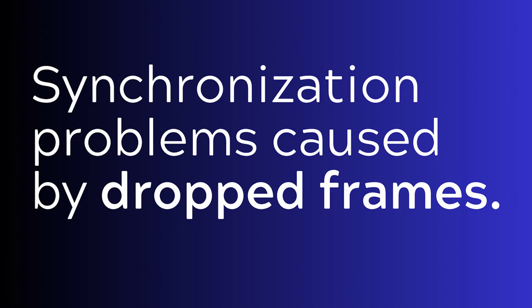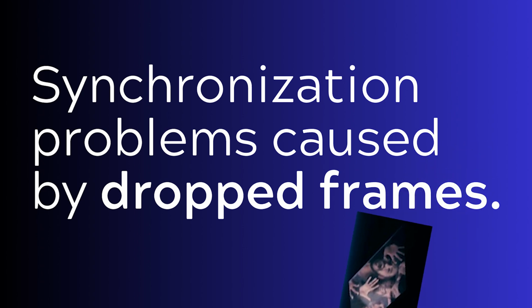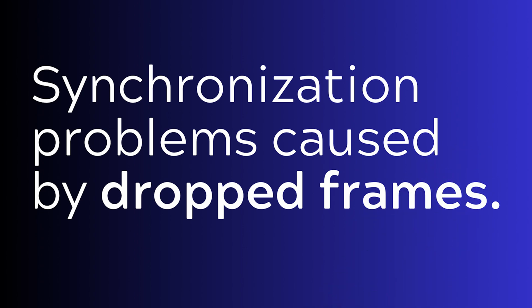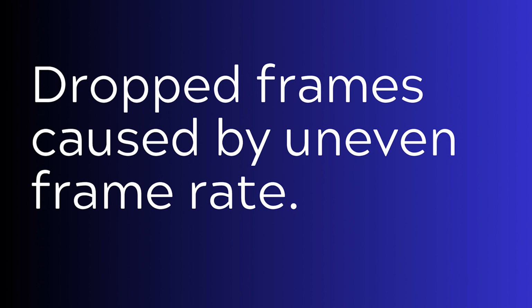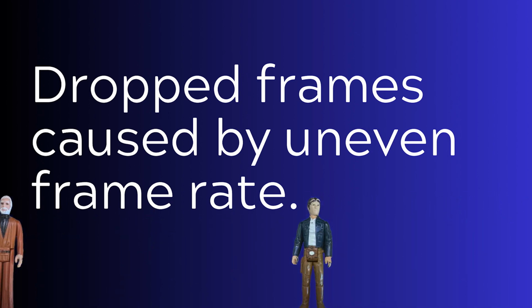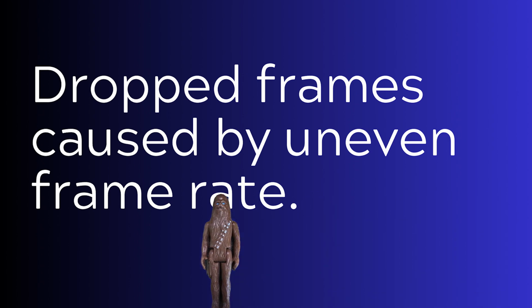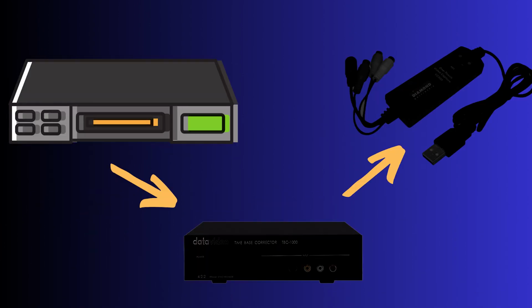To sum up, audio-video synchronization problems happen because of dropped frames. Dropped frames happen when the video signal comes into the capture device at an uneven rate. A frame time base corrector in your workflow will help prevent all or most dropped frames.